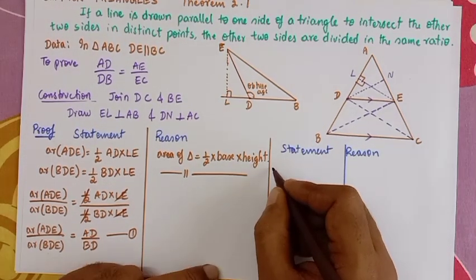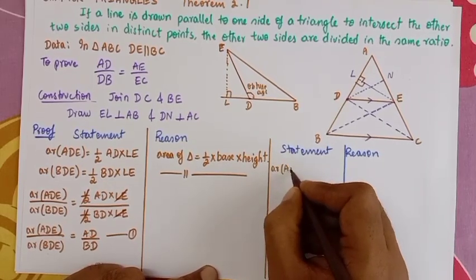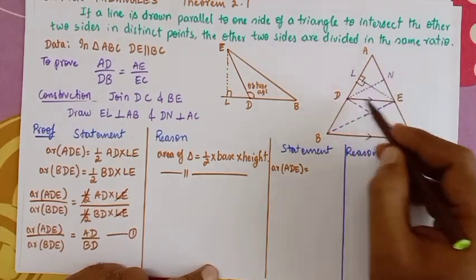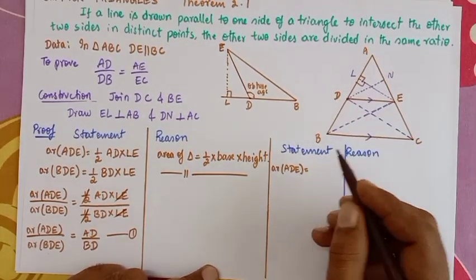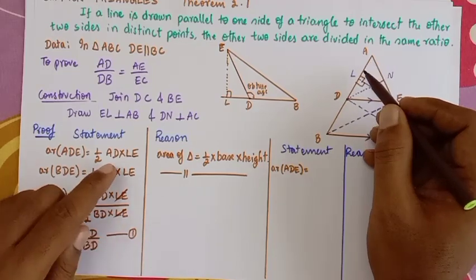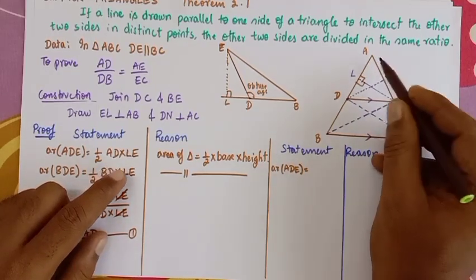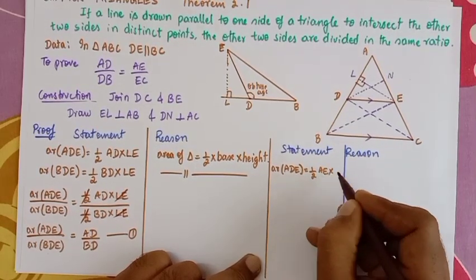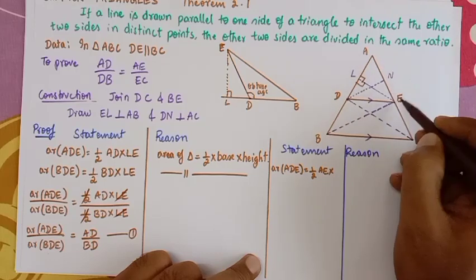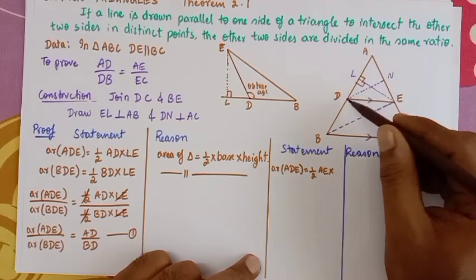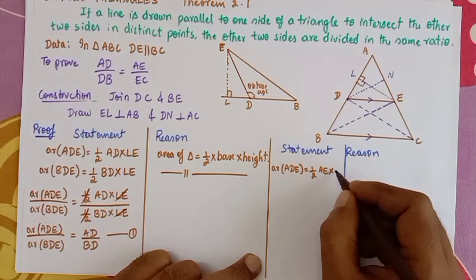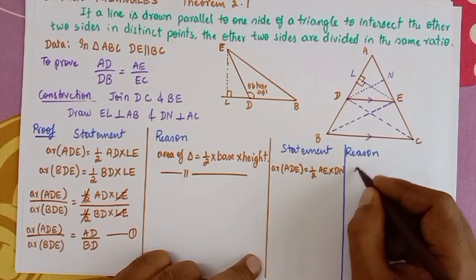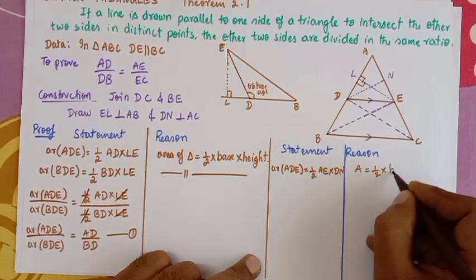Area of ADE can be written as, now in the previous problem we had AD as base, but here we will be taking AE as the base. So half into AE into, as we have taken AE as the base, the height, the altitude, will be DN. So area is equal to half into base into height.